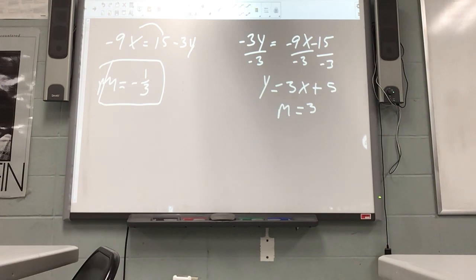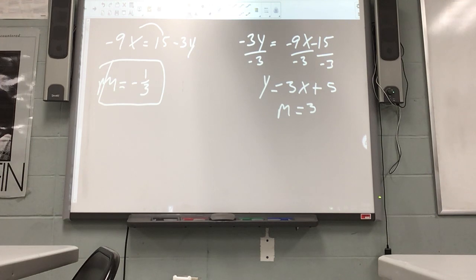Okay? So, I have a question. Wait, why 1/3 and not 3? The reciprocal of 3 is 1/3. Flip it. Why did we flip it? Because perpendicular lines have opposite reciprocal slopes. I didn't make that rule up.